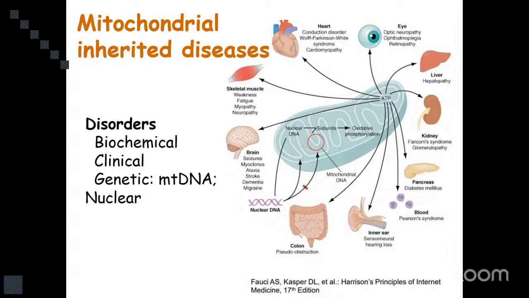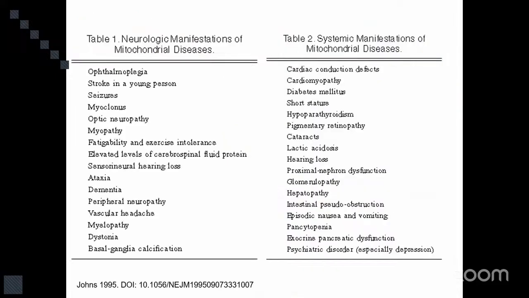The brain is another, the liver, the muscular system, and quite a number of other tissues are actually listed here for us to appreciate. So quite a number of issues are associated with that. In these tables, you can see neurologic manifestation, mitochondrial disorder, and systemic manifestation, mitochondrial disorders. If you look at it, you can see ophthalmoplegia, stroke in young persons, seizure, myoclonus, optic neuropathy, dementia, ataxia, myelopathy, dystonia, and basal ganglia calcification are classical examples of neurological manifestation of mitochondrial diseases that could be inherited through this particular transmission.